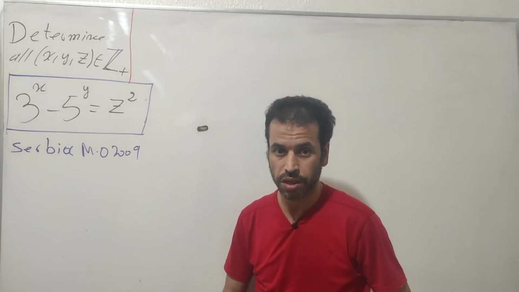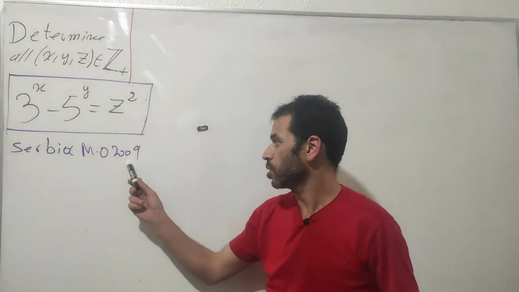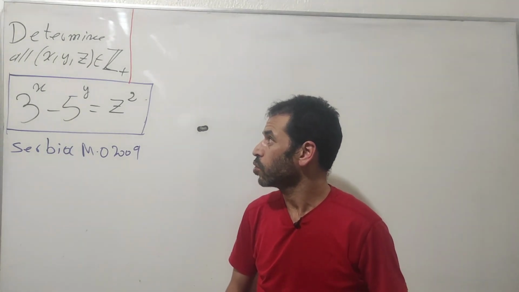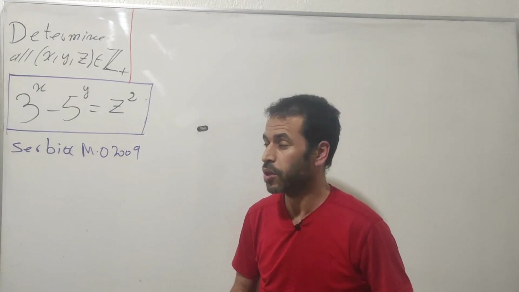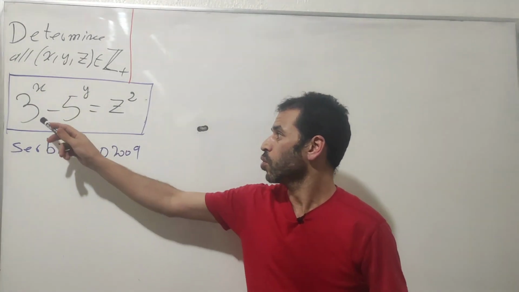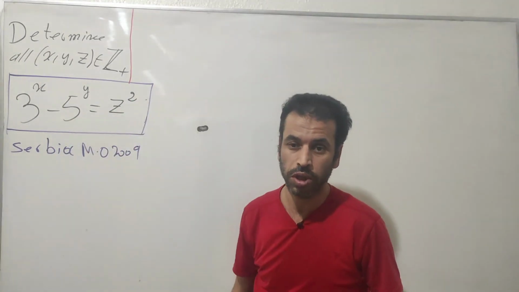This video here is a nice number theory problem. It's coming from the Serbia Mathematical Olympiad edition 2009. Here is the following setup. We are going to determine all x, y, z as a triple of solutions which satisfy the following equation: 3 to the x minus 5 to the y equals a perfect square, which is z squared.